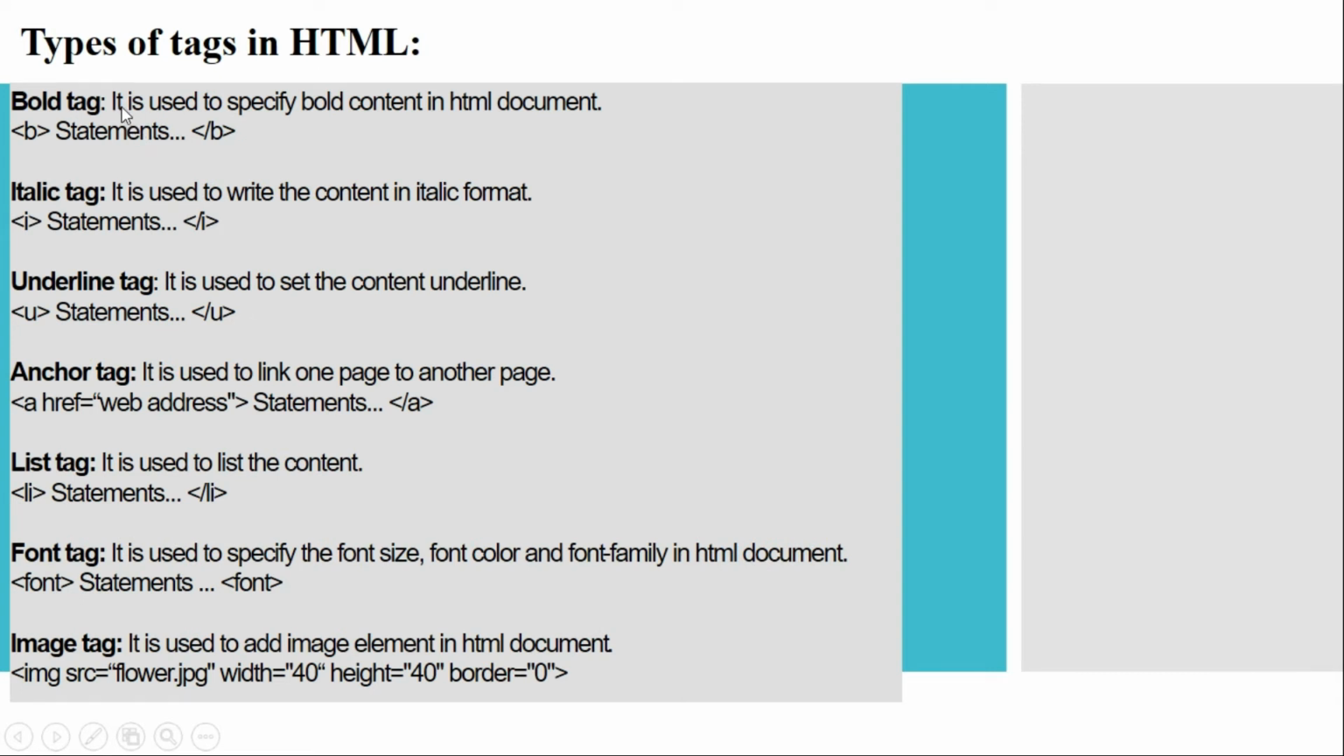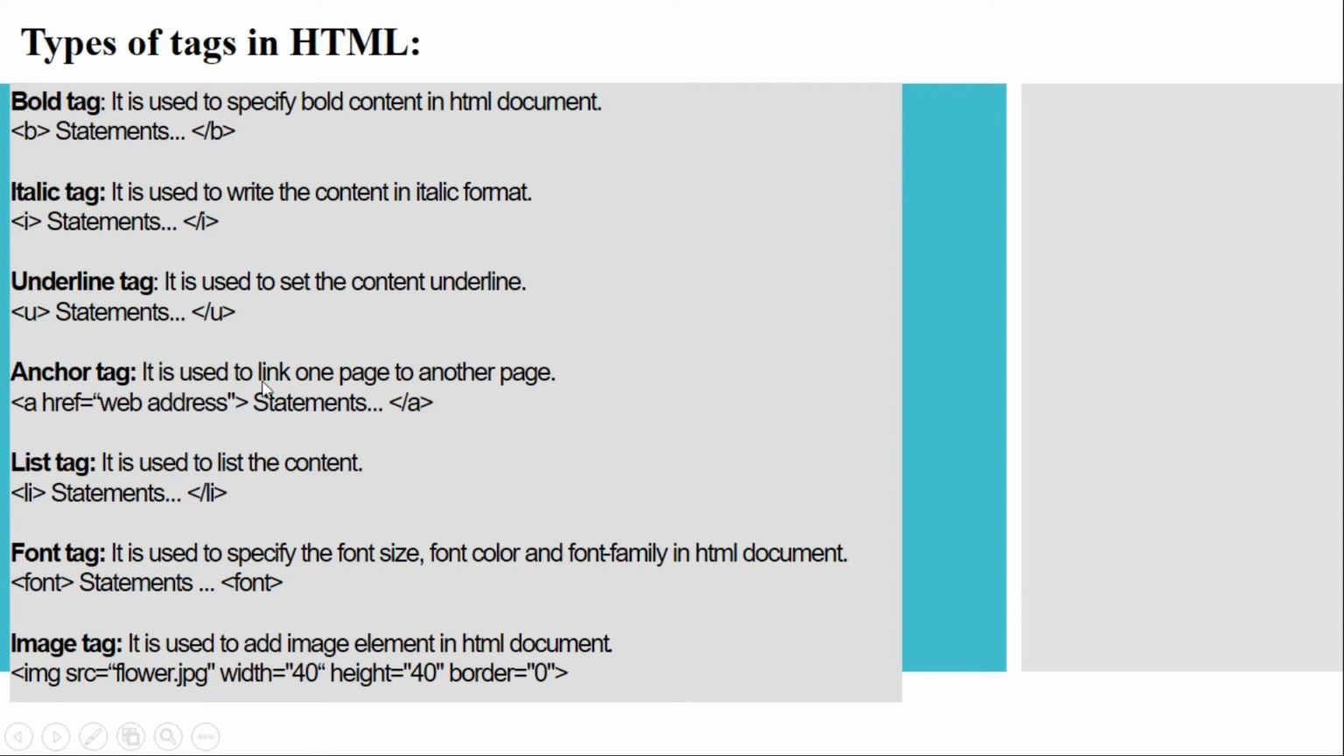Bold tag. It is used to specify bold content in an HTML document. That means if you want to make any text or any sentence bold, then you have to use this tag. Italic tag. It is used to write the content in italic format. Underline tag. It is used to set the content underline.